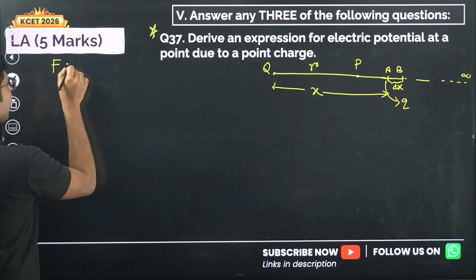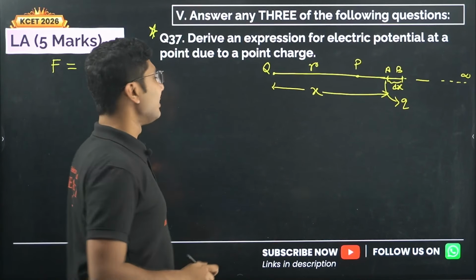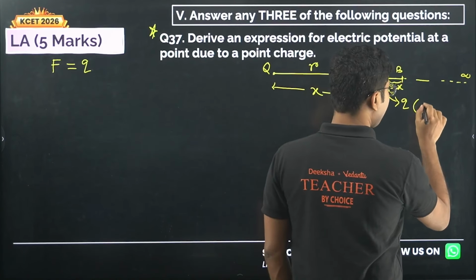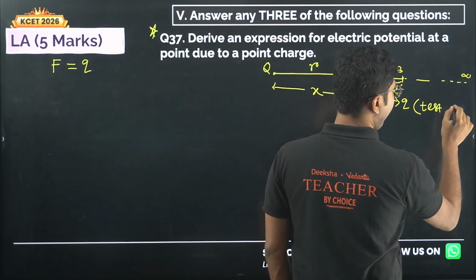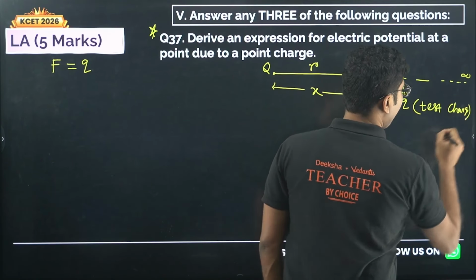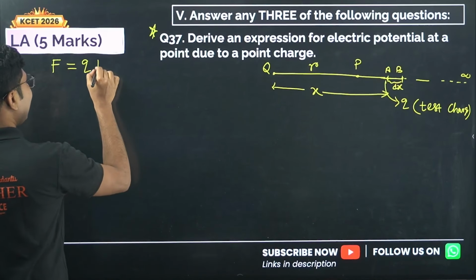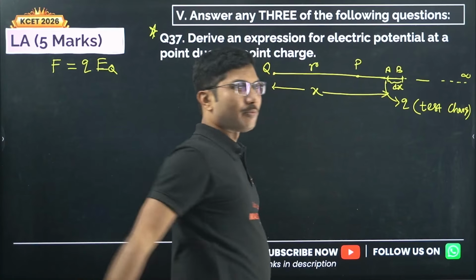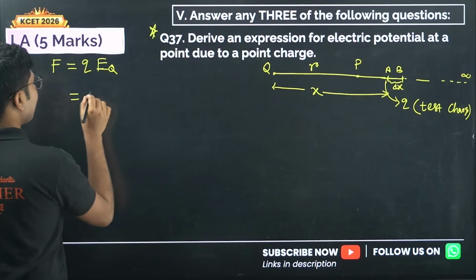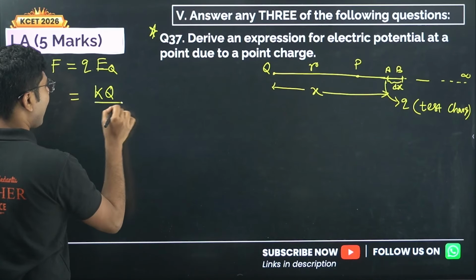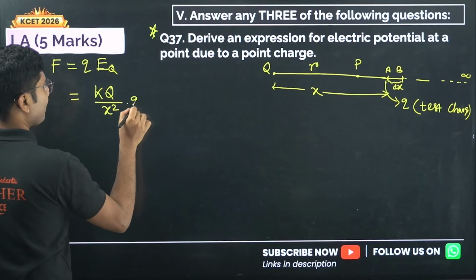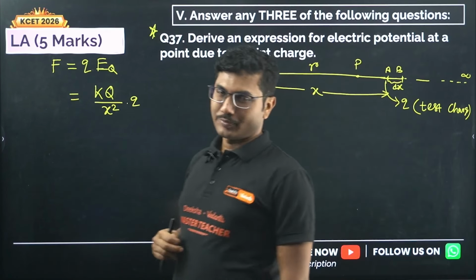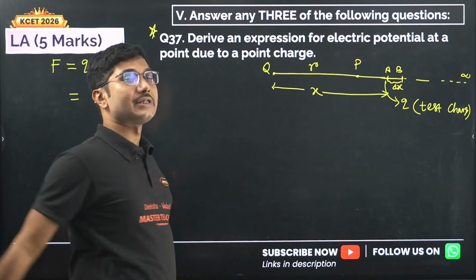The electrostatic force acting on this charge is given by the magnitude of the test charge, this is the test charge, times the electric field at that point due to the original source charge. So what is the electric field at this point? We know that it is given by KQ by x square, and the force is KQ by x square into q. Now this is the force due to the original charge.